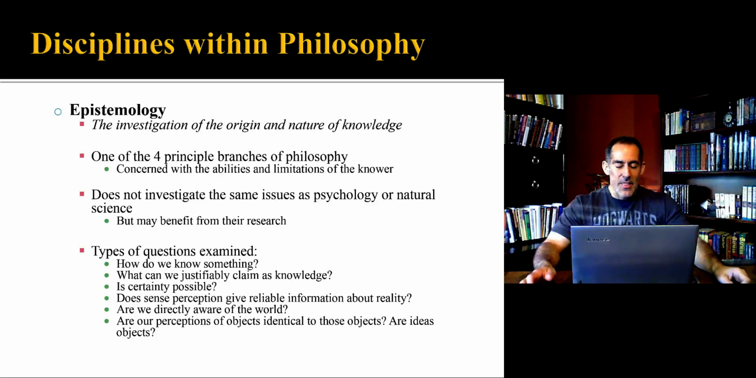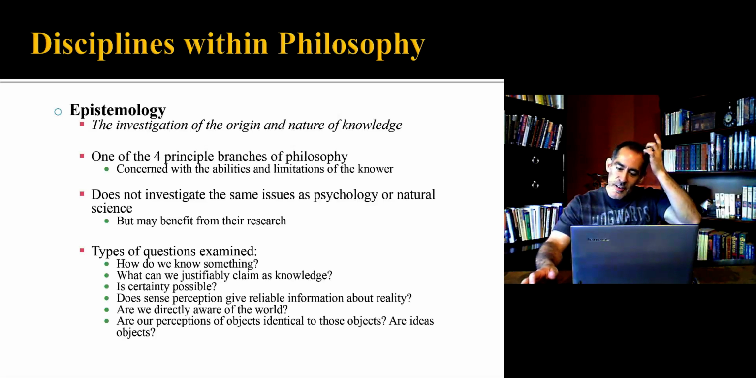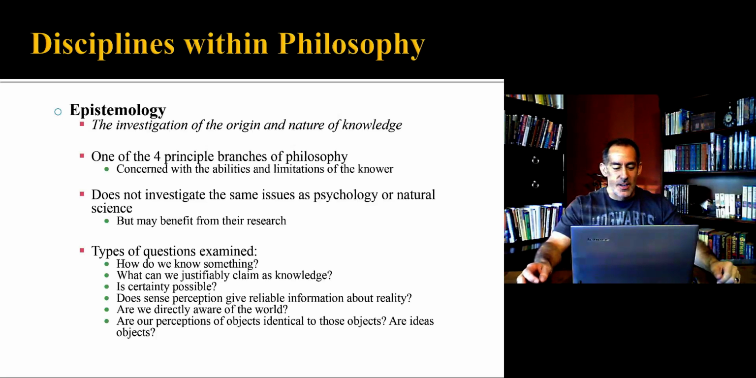The third major branch of philosophy is what we call epistemology. It's the investigation of the origin and nature of knowledge. One of the four principal branches, it's going to deal with questions like the ones that I have at the bottom of the screen here.